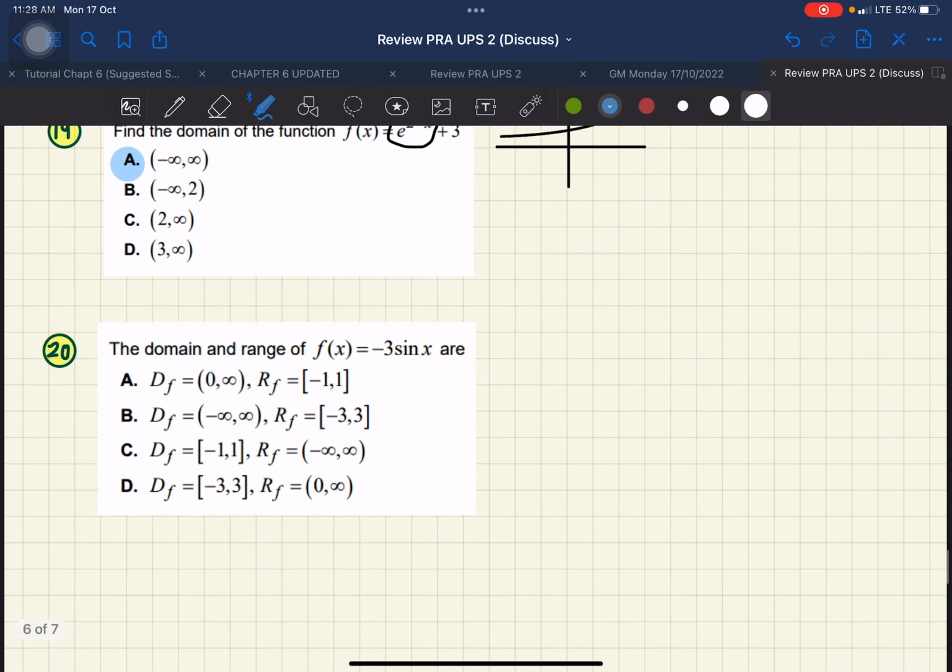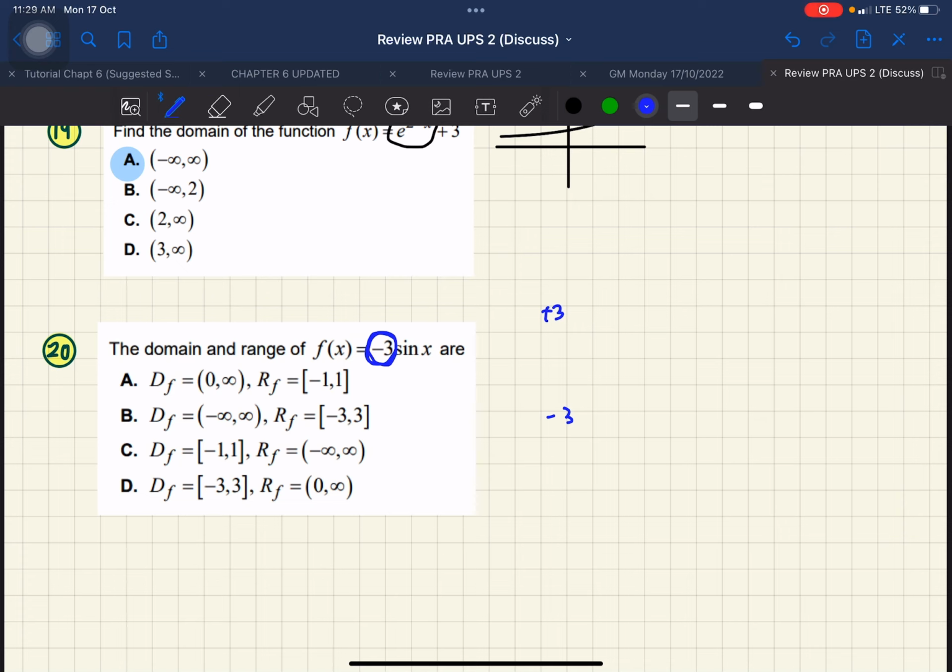Okay, so number 20. So the domain and range of fx is equals to negative. Sorry. Okay, so dia minta kita cari domain and range of this trigo punya function. Okay, so bila tengok dekat sini, this is negative 3. So negative 3 is gonna determine your maximum and minimum point of your graph. So maximum and minimum maksudnya yang paling atas dengan yang paling bawah. So that is going to be your range. So range awak akan jadi paling tinggi positive 3. Paling rendah adalah negative 3.